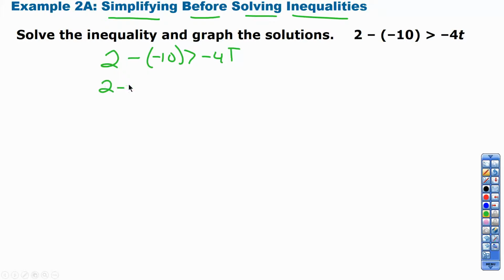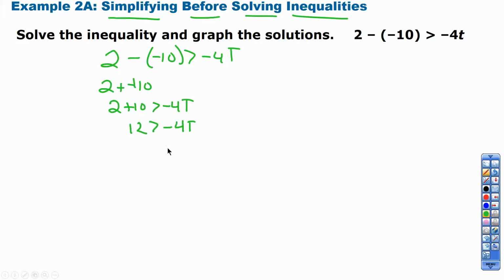So it's 2 minus a negative 10. What happens when you subtract a negative? Well, some of you might be saying bam, bam, or you might be thinking that to subtract a negative means to make a positive. That's what I think of. So bam, bam, I made it positive, so that's 2 plus 10 is greater than negative 4t. And to continue the simplification, 2 plus 10 is 12, greater than negative 4t.